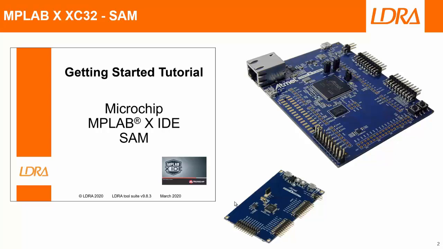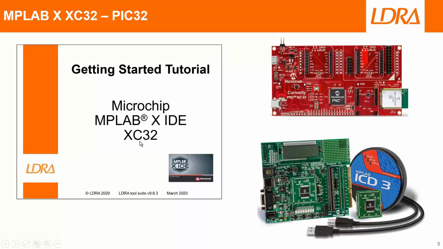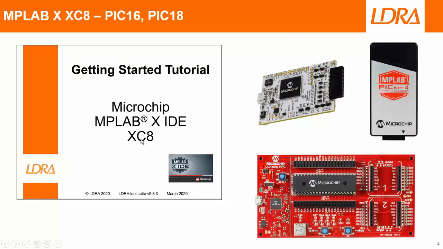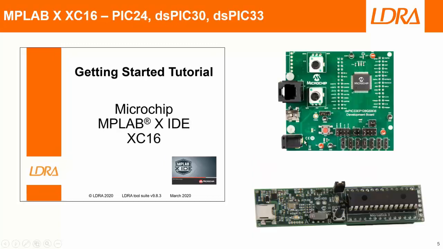With Microchip MPLABX, I can develop applications for devices such as the Atmel SAM devices, in which case I would use the XC32 compiler. With the same compiler, I could also generate applications for PIC32. I could use the XC8 compiler to generate applications for PIC16 and PIC18 devices. And I could also do it with the XC16 compiler for PIC24, dsPIC30s, and the one I'm going to demonstrate today, which is the dsPIC33.